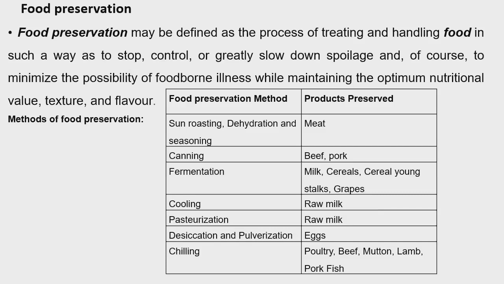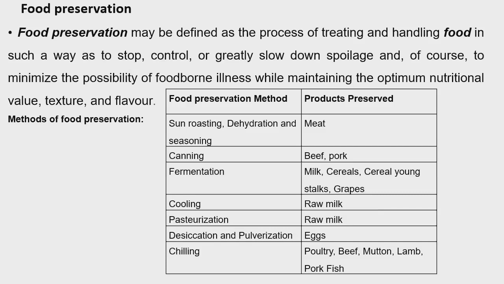Fermentation is another method, and the products that can be preserved by fermentation are milk, cereals, cereal young stalks, or even grapes. They can be processed by fermentation. Cooling, for example, raw milk. Raw milk can be cooled. We have said that maybe by keeping it in the shade, or putting the milk in ice, or putting the milk in a stream of water.